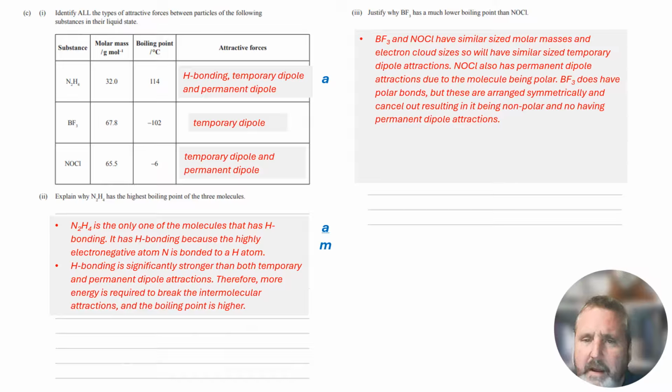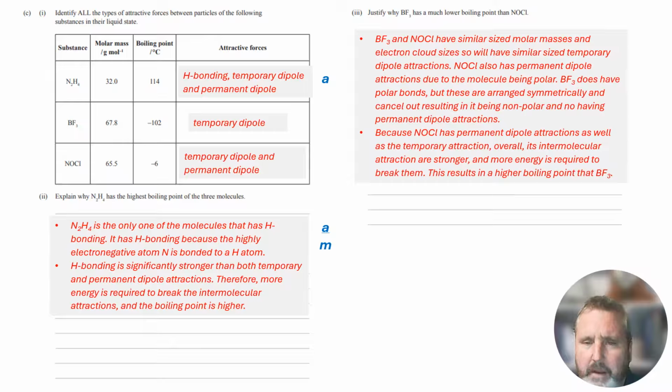However, remember what we said before. NOCl has permanent dipole attractions due to the molecule being polar. BF3 does have polar bonds, but they are arranged symmetrically and cancel out. That results in it being non-polar and having no permanent dipole attractions. Now I need to say, because they have the same size temporary, and one of them, NOCl, has permanent on top of that, it's going to overall have stronger attractions. Because NOCl has permanent dipole attractions as well as temporary, it's not that the permanents are stronger than the temporary, it's that the combination of the same size temporary and a permanent on top makes the overall intermolecular attraction stronger. More energy is required to break them. This results in a higher boiling point.